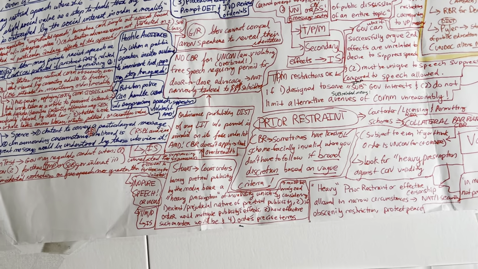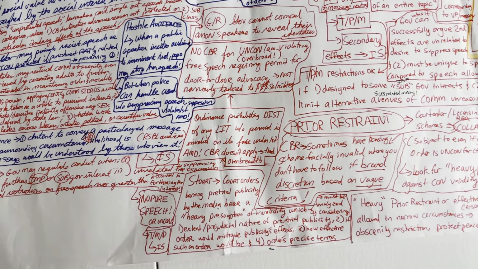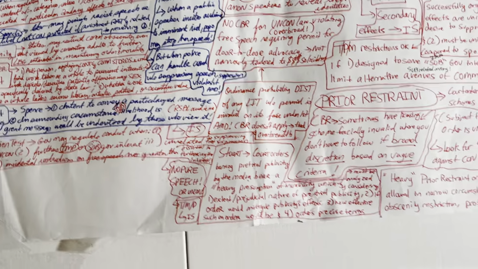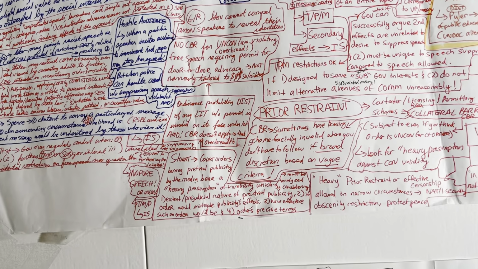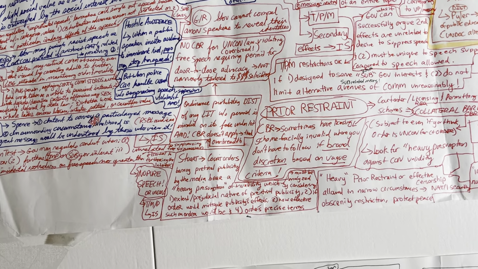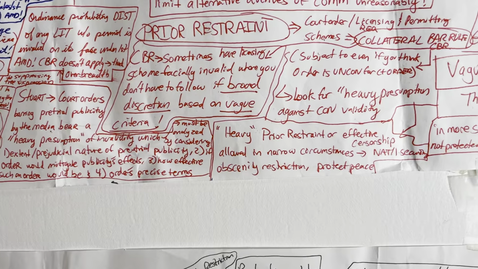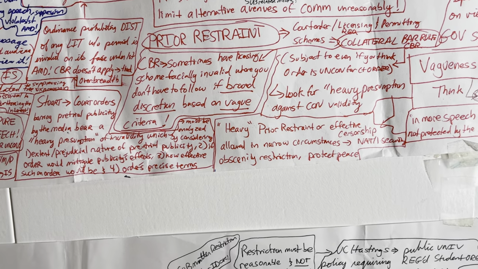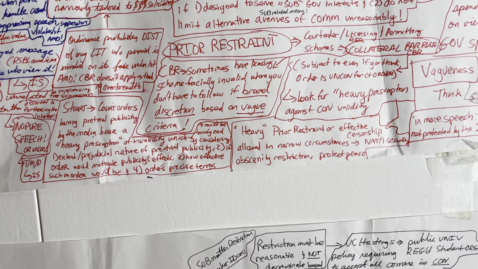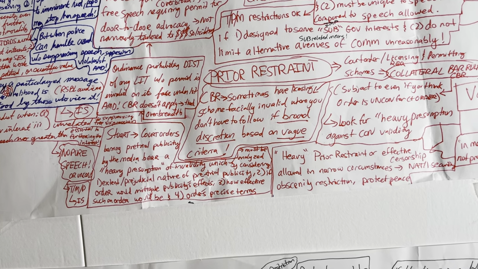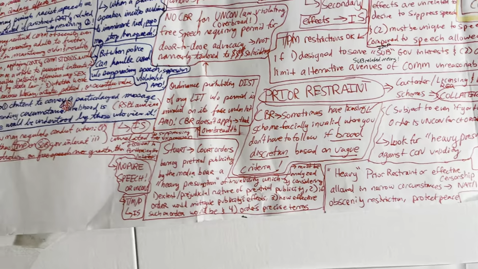So remember that if you think it's unconstitutional, you still have to follow that permitting scheme or licensing scheme or a court order. And you want to just look for a heavy presumption against constitutional validity. A heavy, quote unquote, prior restraint is basically effective censorship, and it's allowed, however, in narrow circumstances such as national security, obscenity restrictions, or protecting the peace.